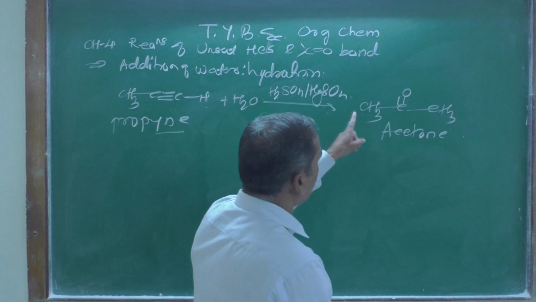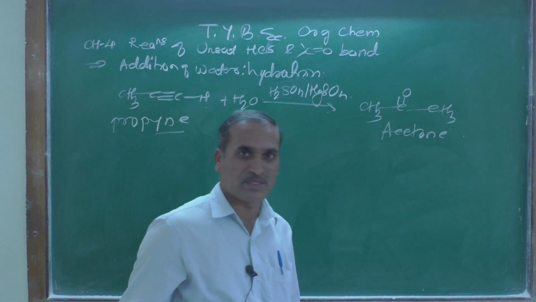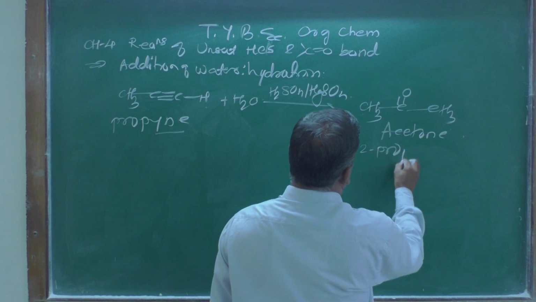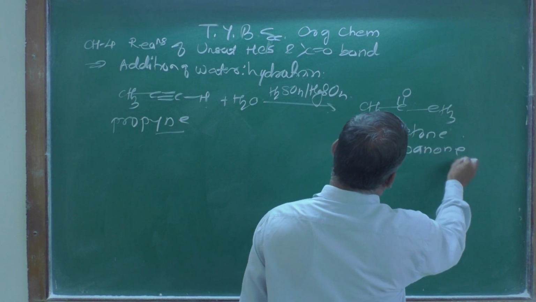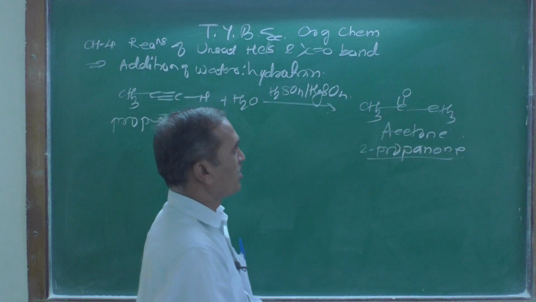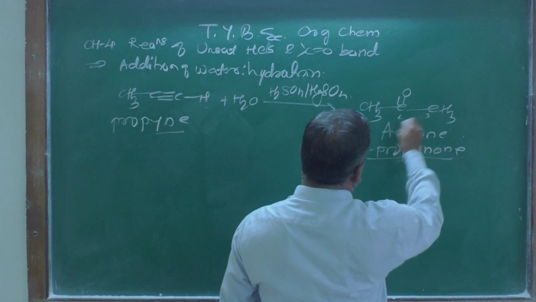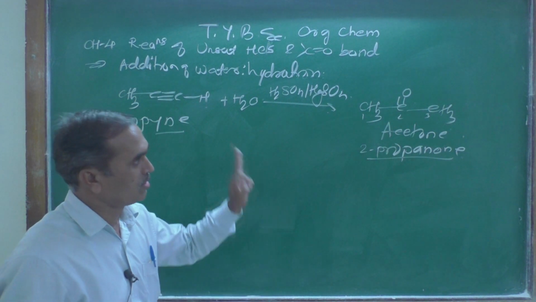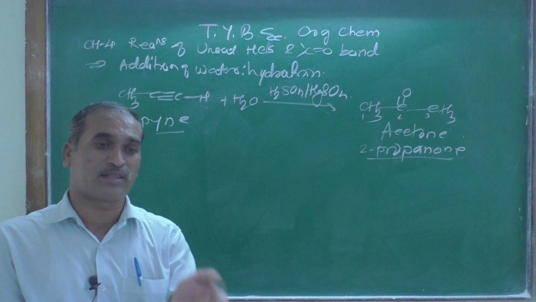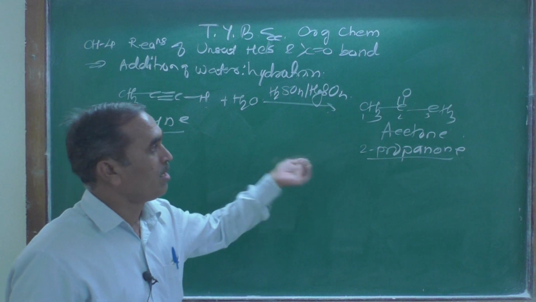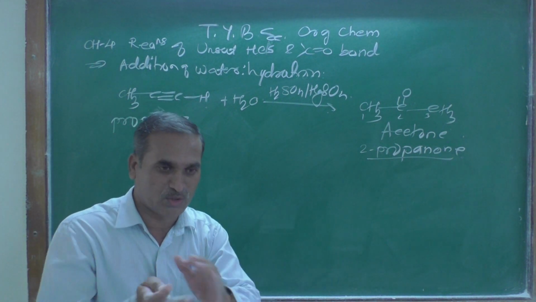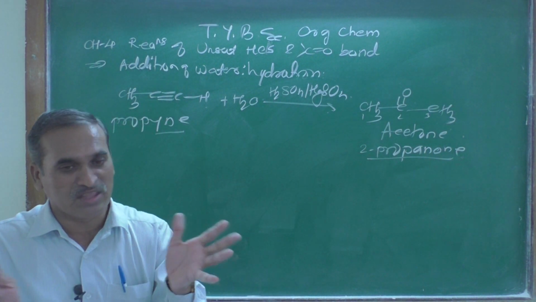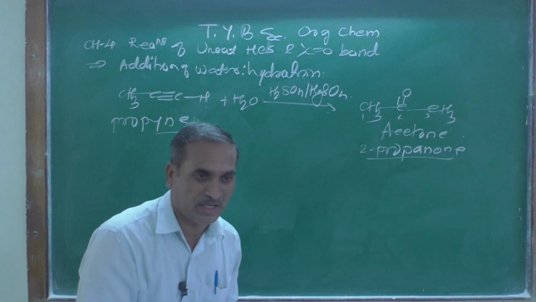And now here, can you tell me the IUPAC name of this compound? The IUPAC name of this compound is 2-propanone. At the 2 position there is a carbonyl group, and therefore the name of this compound is 2-propanone. Understood this? Now let us look at the mechanism of how we get it, because just now we have seen the mechanism, and that's why we are predicting this product.